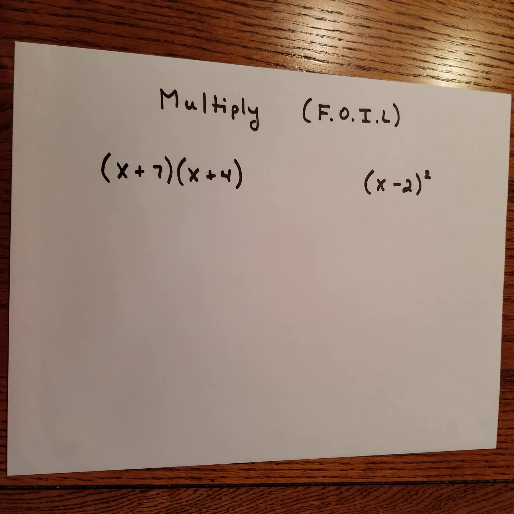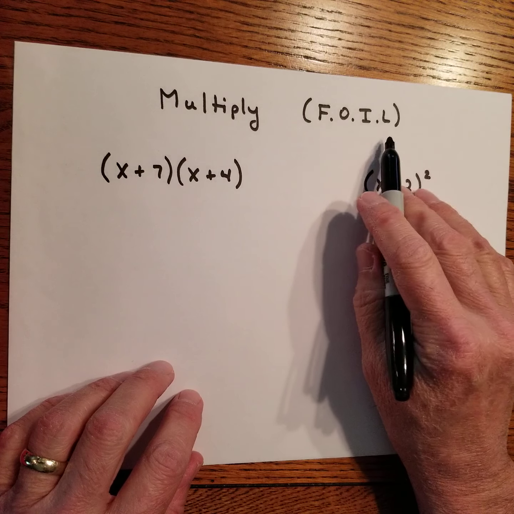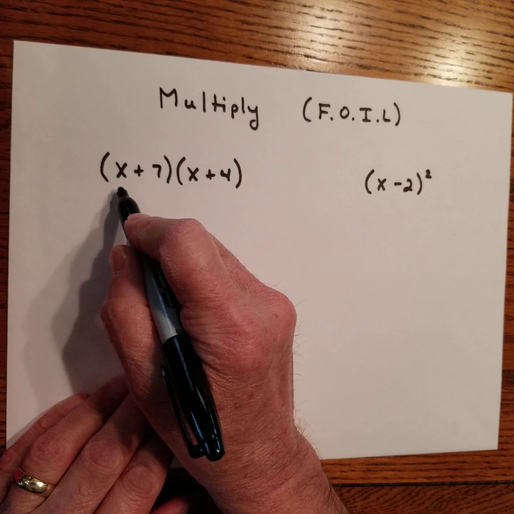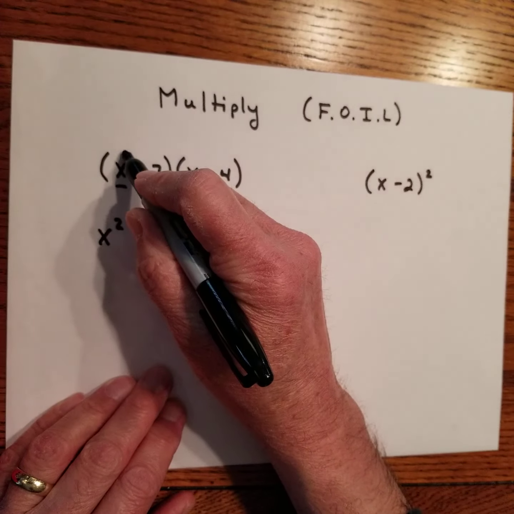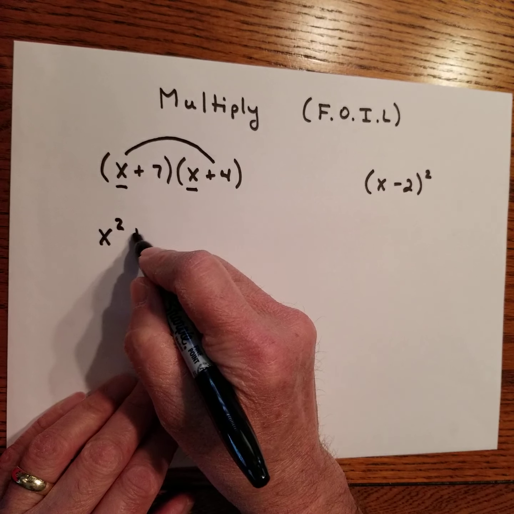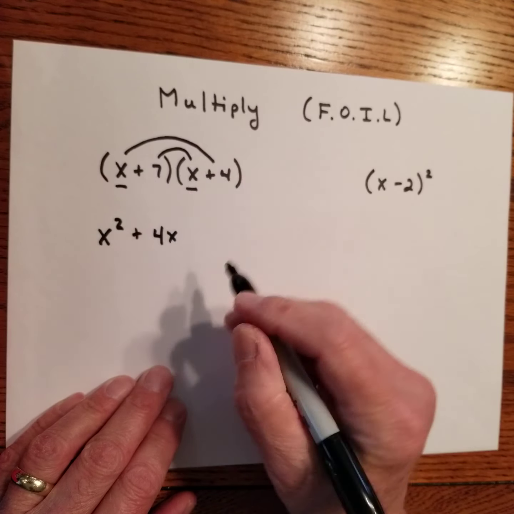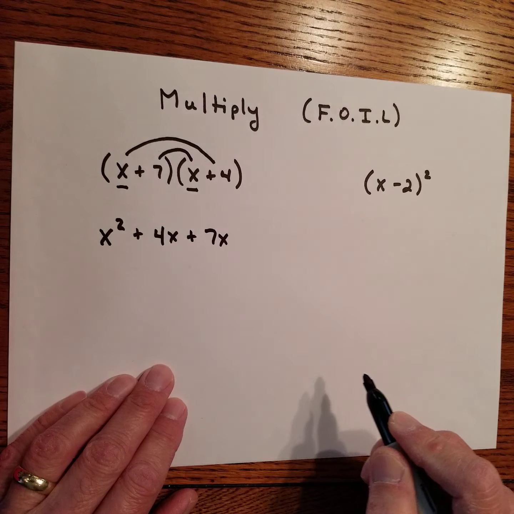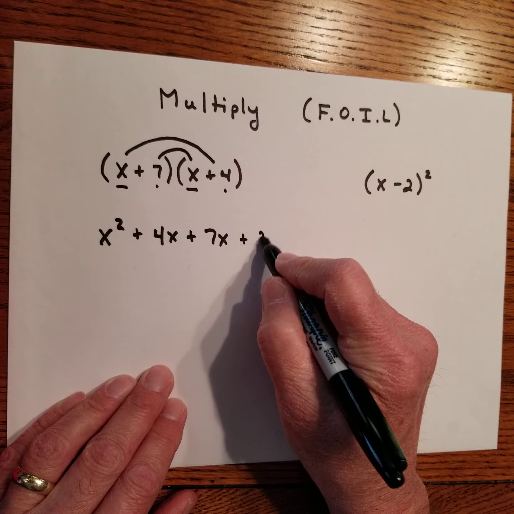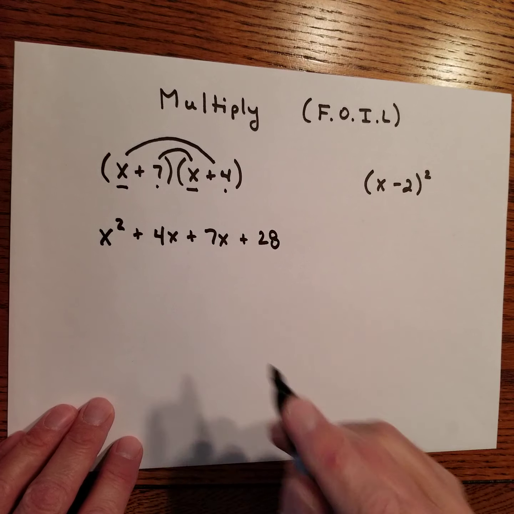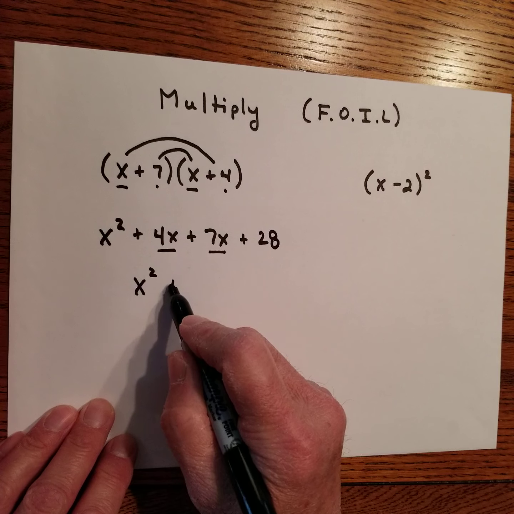The other skill we'll need for this application problem is to be able to multiply binomials together. Of course, we do that by the FOIL method. Let's do it. When you multiply the firsts, x squared. The outers multiply to 4x. The inners, 7 times x is 7x. When you multiply the lasts, 7 times 4 is 28. And as so often happens, the outers and the inners are like terms, and we can combine them.